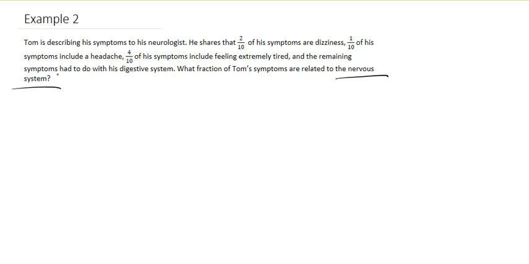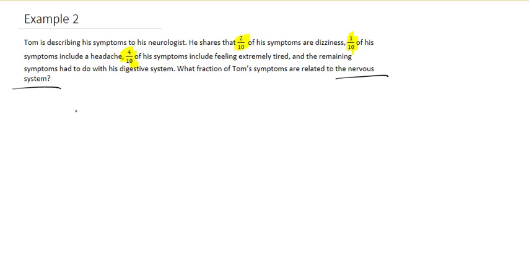So let's go ahead and just highlight what numbers are part of the nervous system. So dizziness, that's part of the nervous system, so we'll highlight 2/10. Headache, that's also part of the nervous system, so 1/10. And then the 4/10 we will also keep as part of the nervous system. And then the rest of the symptoms are just the digestive tract, so we won't need to deal with that one. So let us now go ahead and add these 3 numbers.